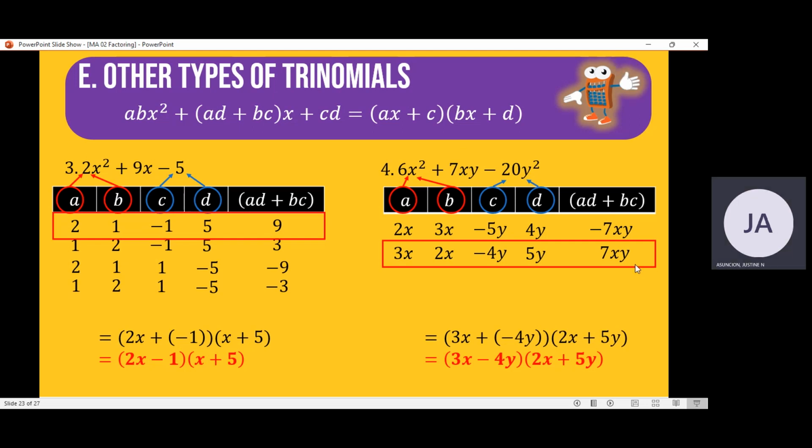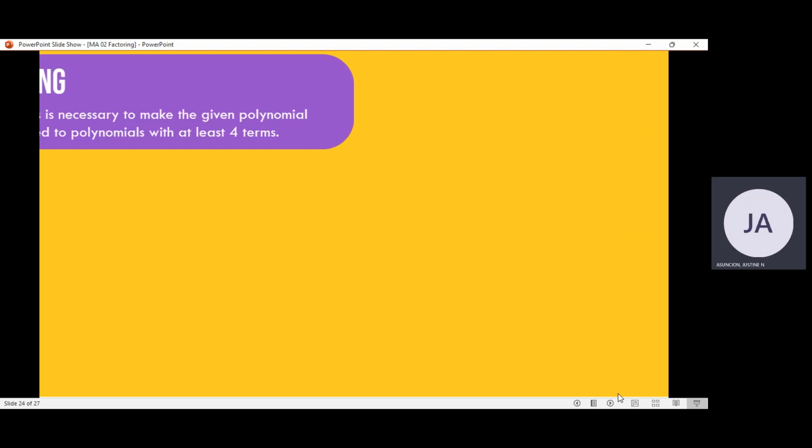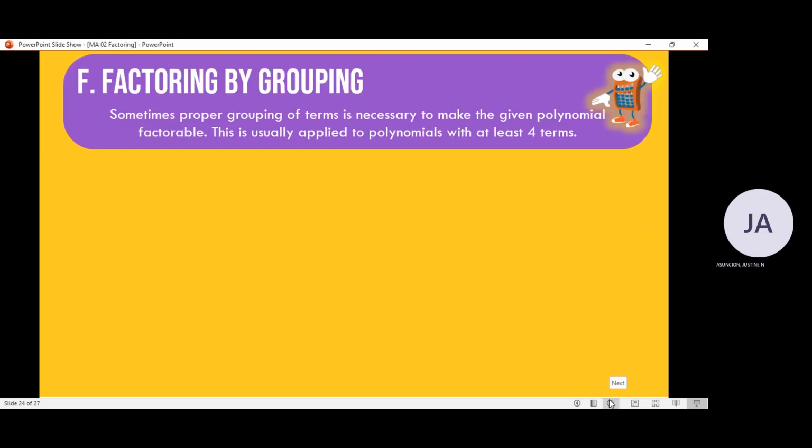Okay, so this is the other types of trinomials. Aside from that, we also have factoring by grouping. Sometimes proper grouping of terms is necessary to make the given polynomial factorable, and this is applied usually to at least 4 terms.